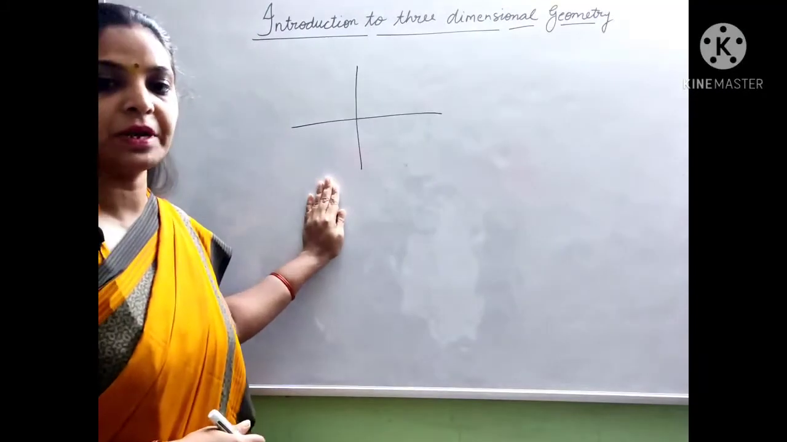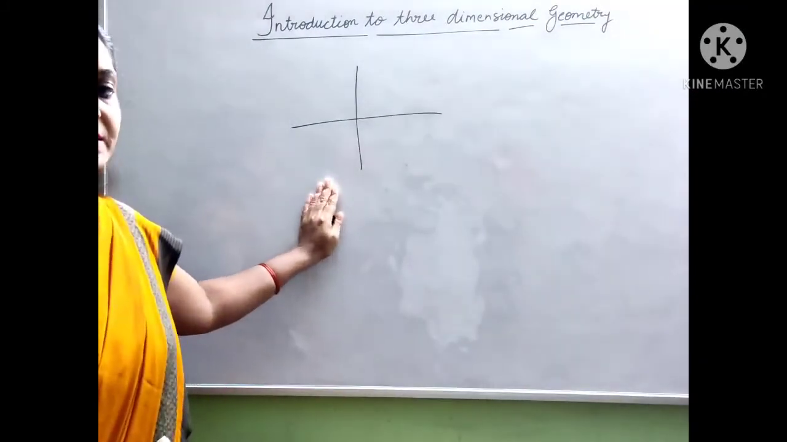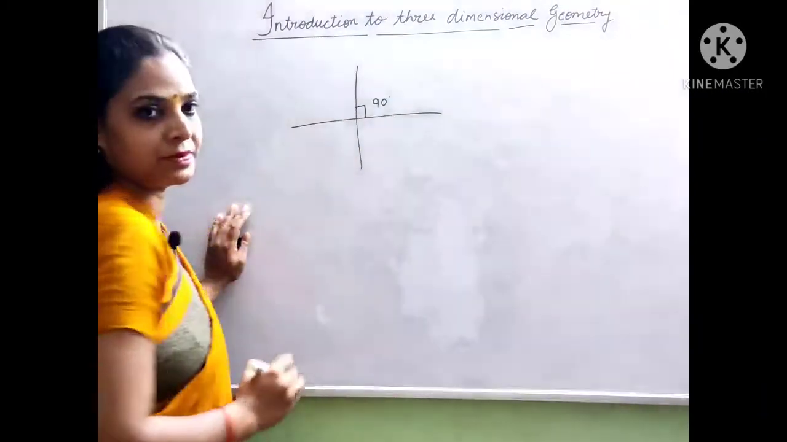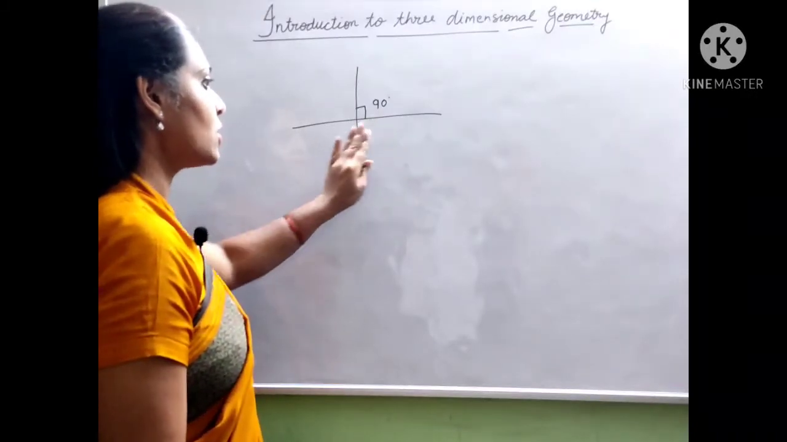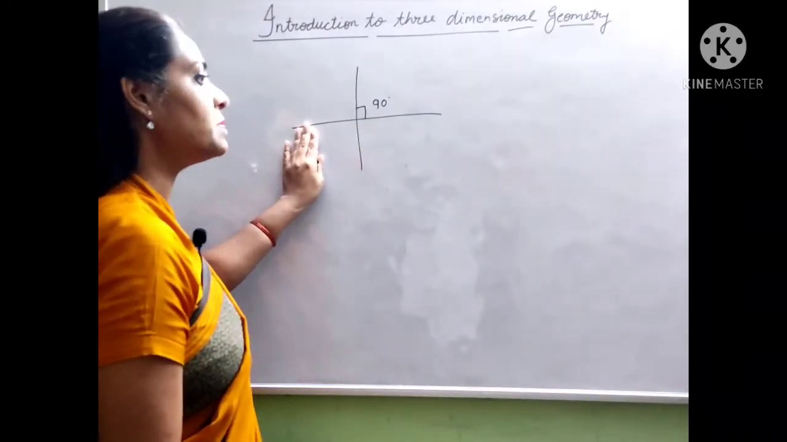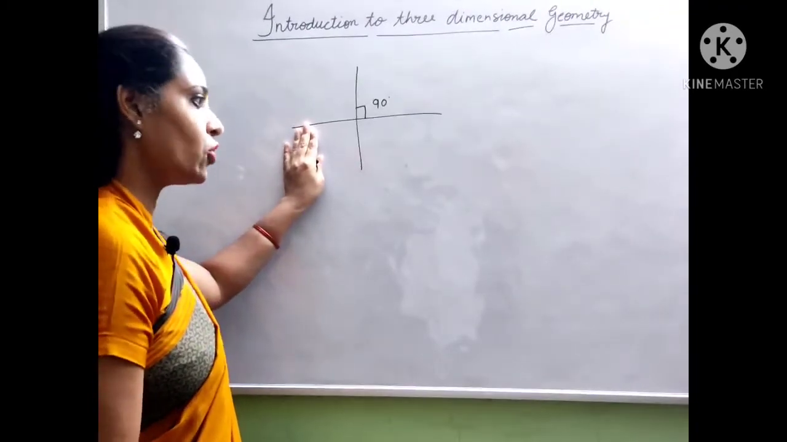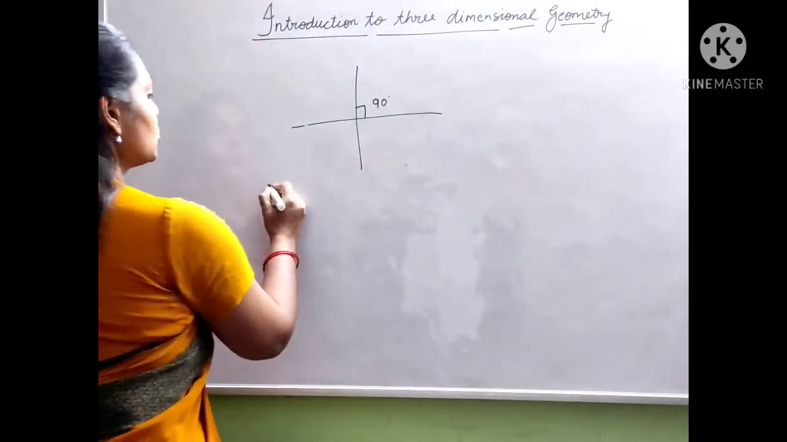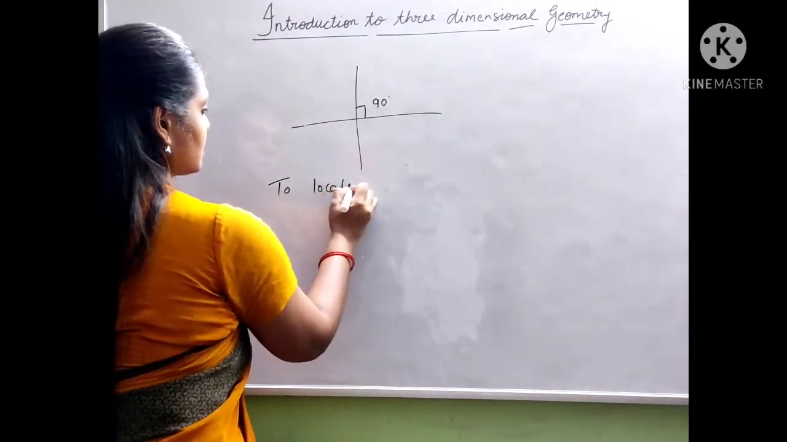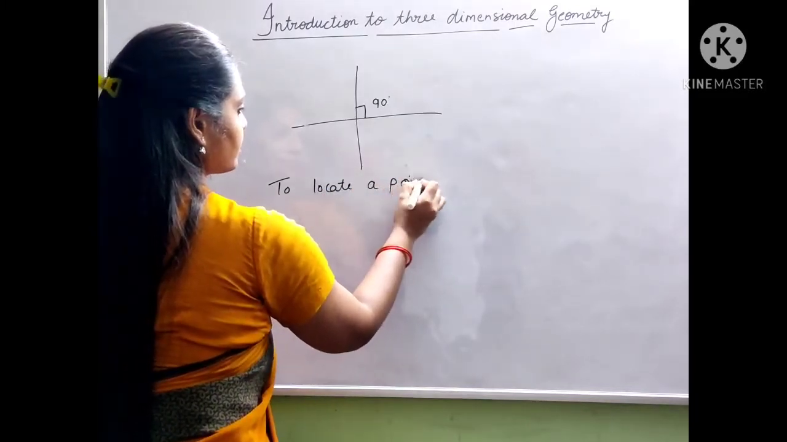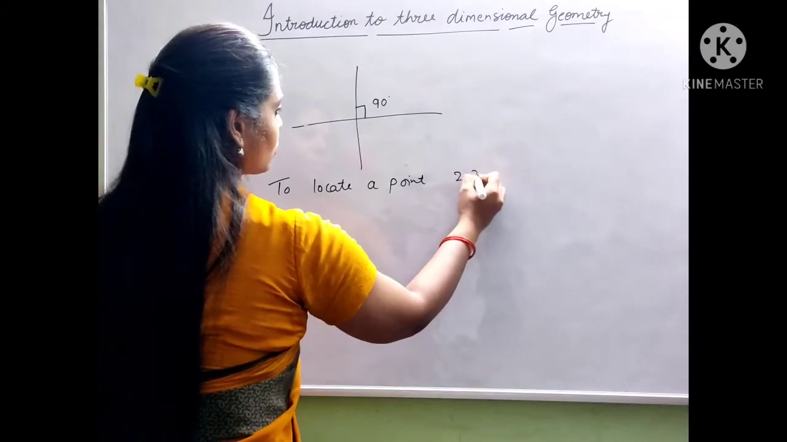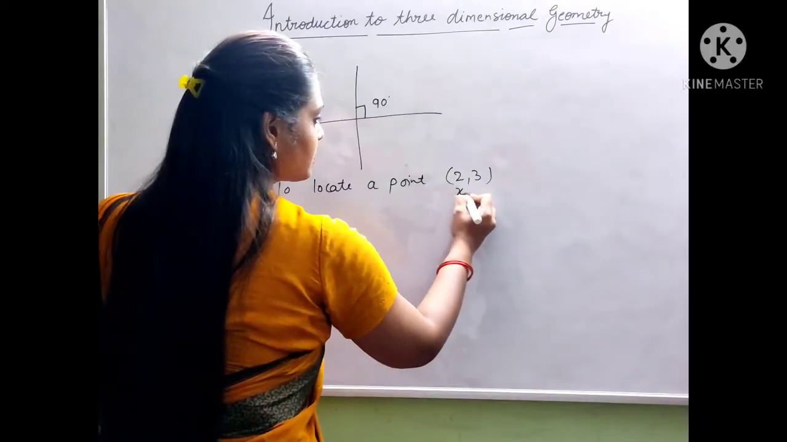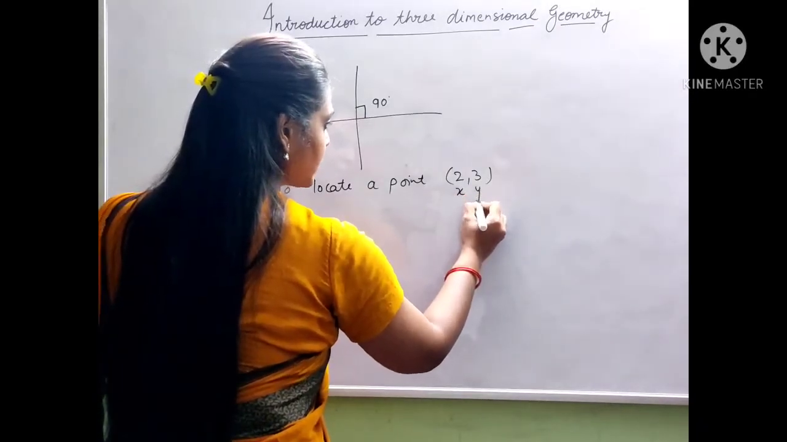These are two mutually perpendicular lines, meaning they intersect each other at 90 degrees. These lines are called the coordinate axes, and the two numbers are called the coordinates of the point with respect to the axes. For example, if I ask you to locate the point (2, 3), do you know how to draw it? The first number represents the x-axis and the second one represents the y-axis.